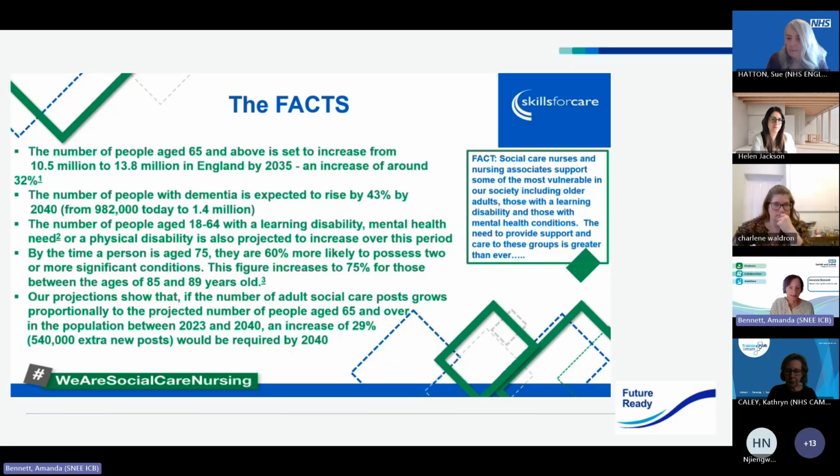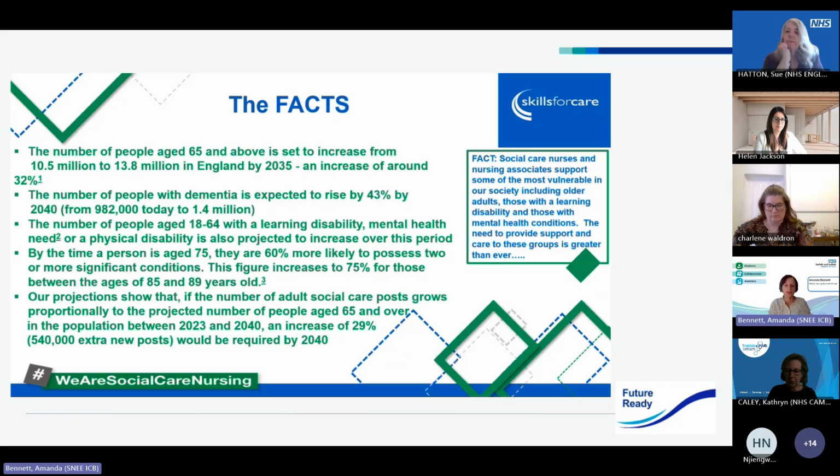So the number of people aged 65 and above is set to increase from 10.5 million to 13.8 million by 2035. So that's an increase of around 32%. So the number of people with dementia is expected to rise by 43% by 2040. So 1.4 million people are expected to have dementia by 2040. The number of younger people under 64 with a learning disability, mental health need or physical disability is also projected to increase over this period.